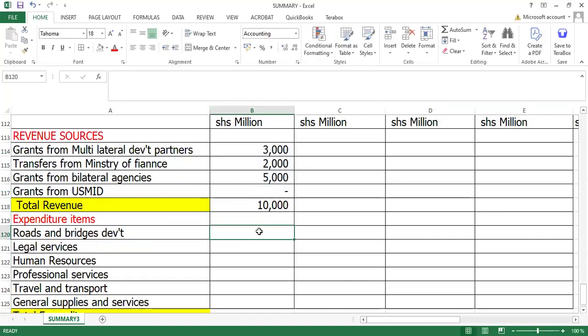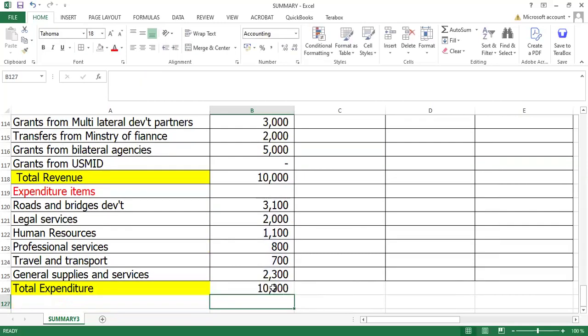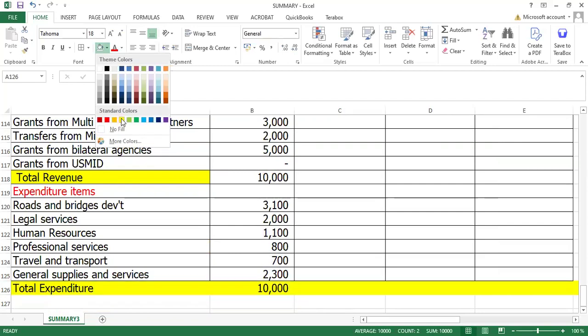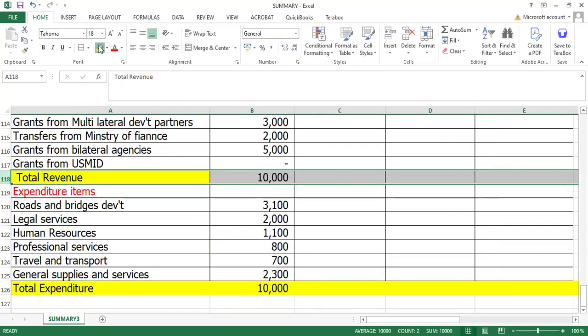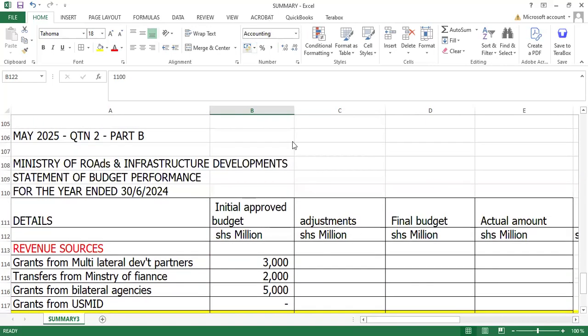Then expenditure, I have 3,100, then 2,000, then 1,100, then 800, 700, then 2,300, then total expenditure. Here, this. Okay. So that is your total expenditure, and that is our total revenue. Then we can do some adjustments.